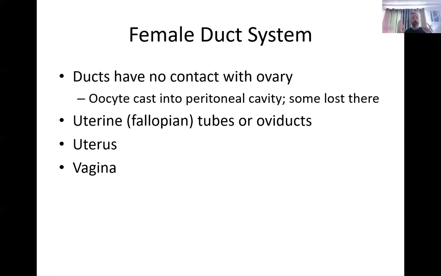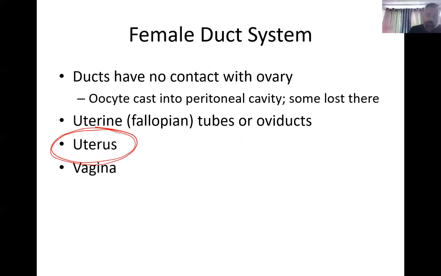So, ducts. Remember again, the ovary is not directly connected to the ductwork at all. The oocyte just kind of gets tossed out. Hopefully the fimbriae gather it into the uterine tube, maybe not. Some of them do get lost in the abdominal cavity. We travel down the fallopian tubes, or the uterine tubes, into the uterus, across the cervix, into the vagina, and theoretically out of the body.